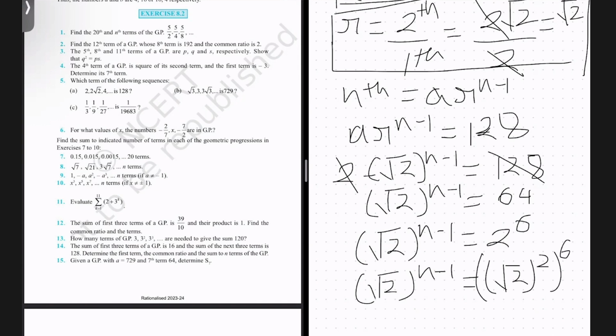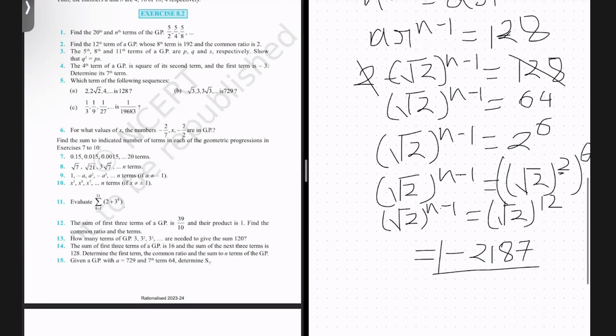Correct? Can you understand this? Because 2 can be expressed as root 2 raised to the power 2. Correct? The square of root 2 is nothing but 2. And we have already seen how 64 is 2 raised to the power 6. Correct? So that is all I've done. I've converted both sides. So now we can finally equate the powers. As you know, when a power is raised to another power, the powers get multiplied. So in the RHS, we now have root 2 raised to the power n minus 1 equating to root 2 raised to the power 12. Correct?